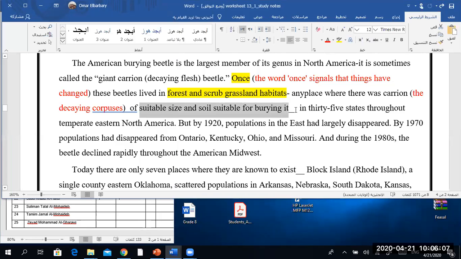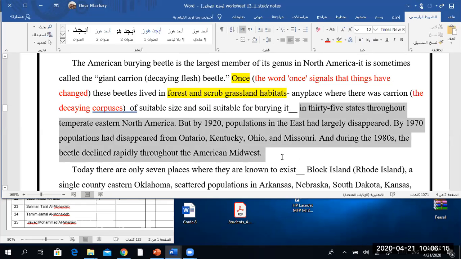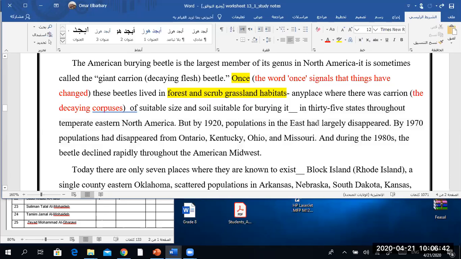Saud, can you continue reading for us? Saud? Saud? Hello? Yes, mister. Can you continue reading for us, please? In 35 states throughout temperate eastern North America. Yeah. But by 1920, population in the east and largely disappeared by.